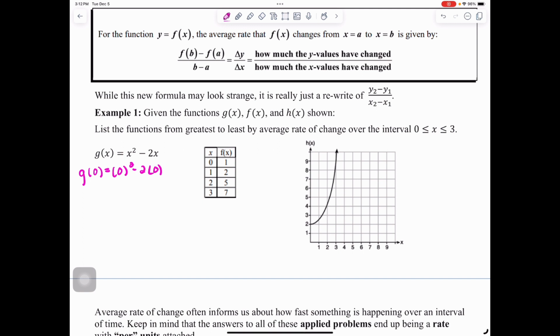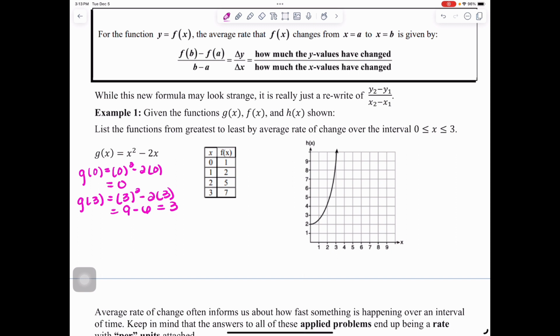0 squared is 0, minus 2 times 0 is all overall going to be 0. And then we're going to also find g of 3. Remember, anytime we are doing substitution, we want to make sure we put it in parentheses. So 3 squared is 9. Negative 2 times 3 would be minus 6, which means we have a value of 3.